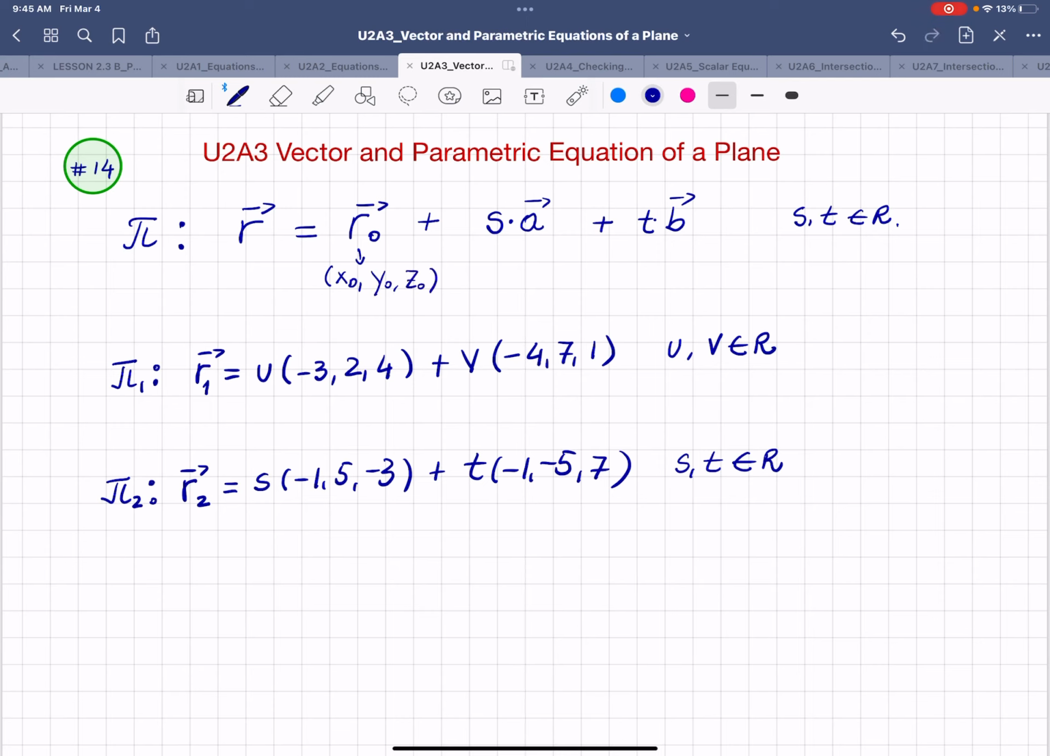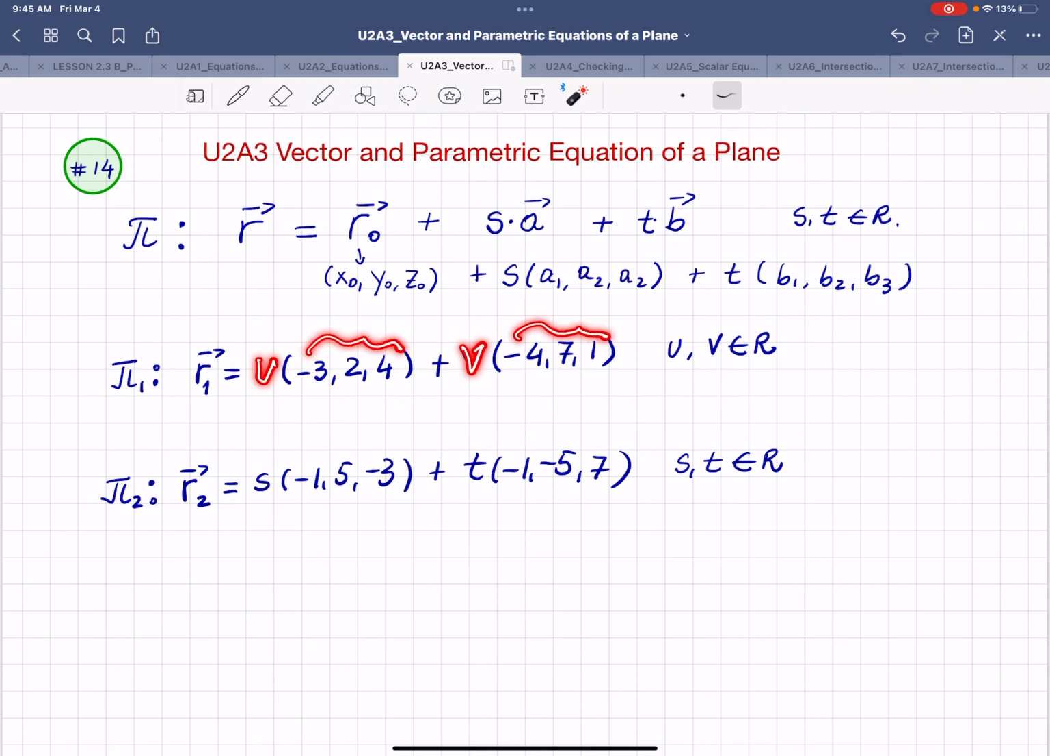We will see the coordinates of vector A multiplied by some scalar, and then we'll see the coordinates of vector B multiplied by some scalar, again, in this case, t. So now let's revisit every equation and check and see what we have here. As you can see in here, you see the scalars u and v, and that makes us think that these two must be the direction vectors. So I will call them direction vectors A1 and B1.